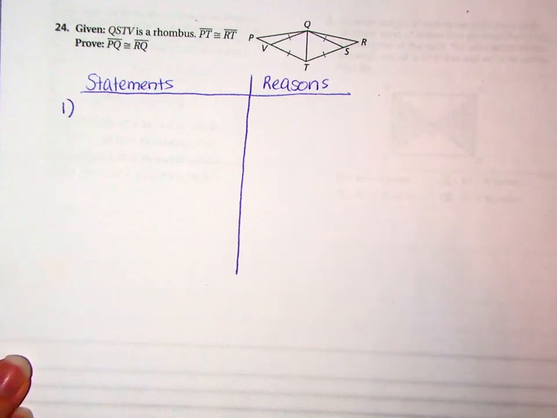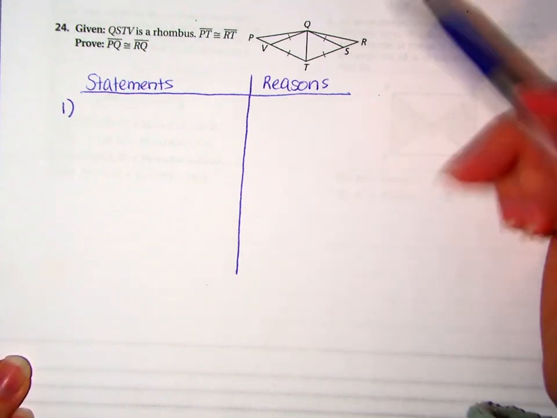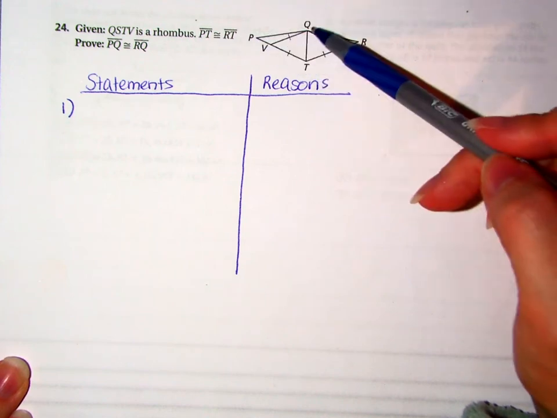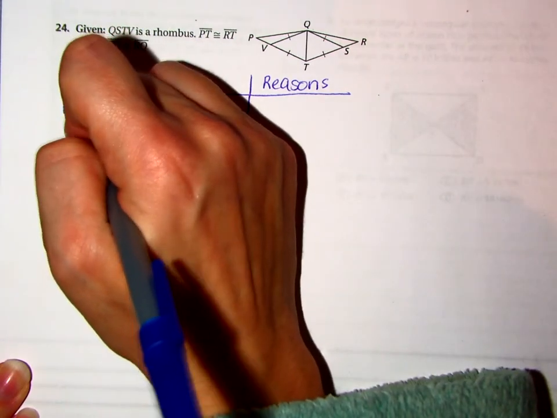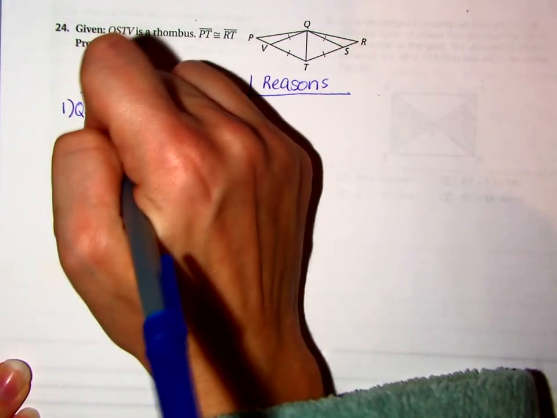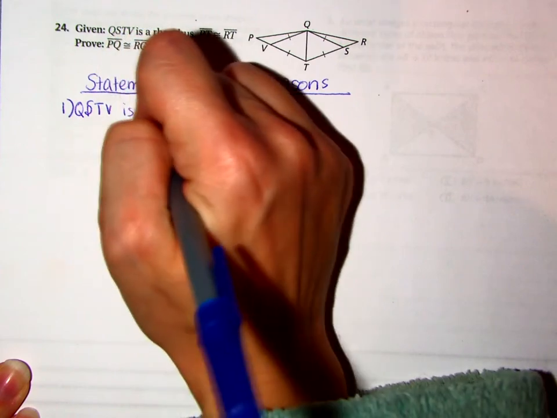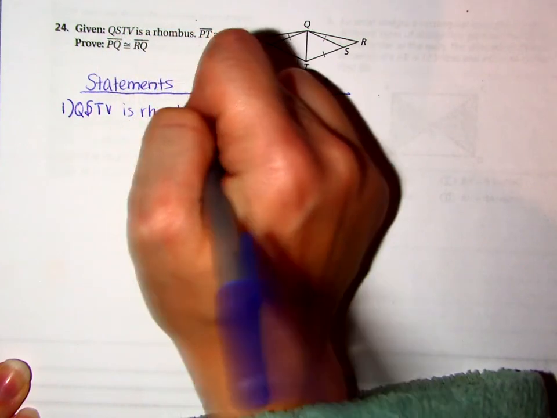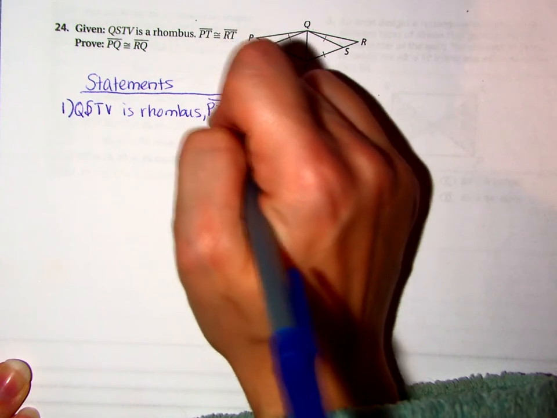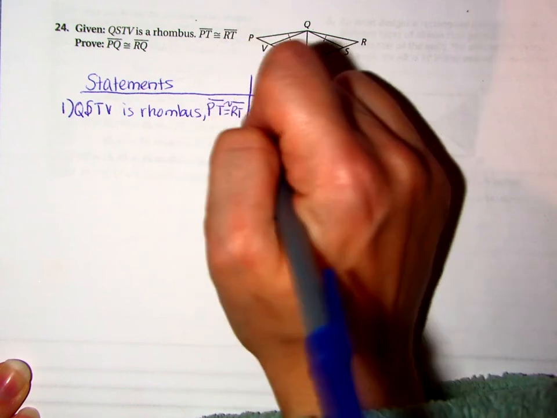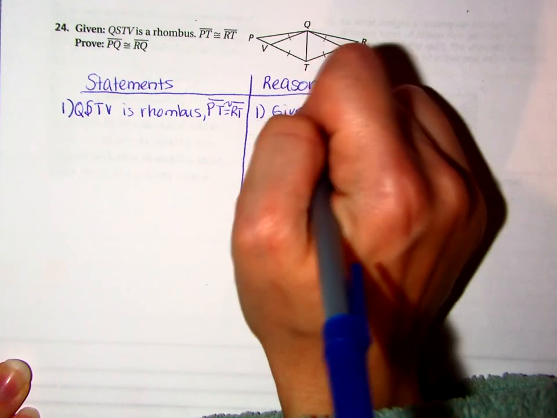In this example, we're supposed to create a proof to prove that side PQ is congruent to side RQ. Let's look at what we've been given. First off, we've been told that QSTV is a rhombus, which means it takes on all the attributes of the rhombus, and we've been told that PT is congruent to RT. All of that is given. So let's look at what that really means.